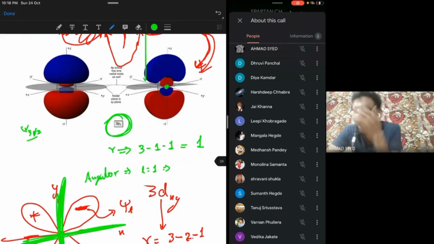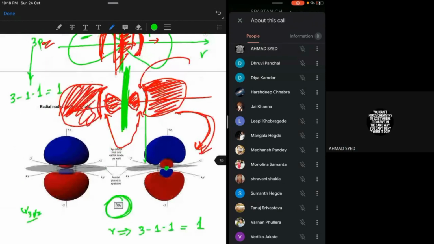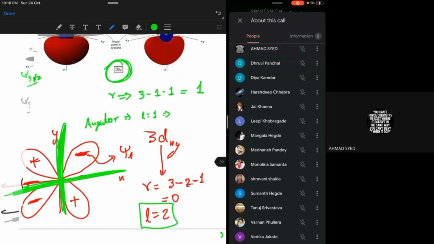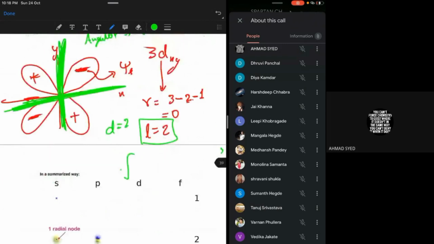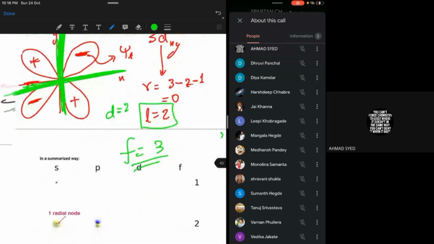So when there was p, there was one angular node because l of p is 1, right? So there was one angular node. And in d, where l is equal to 2, there are two angular nodes. In f, l is 3, right? How many angular nodes? 3.